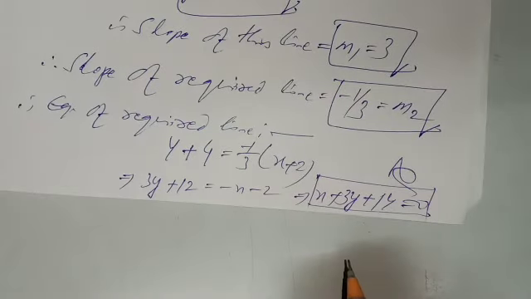x plus 3y plus 14 is equal to 0. This is the equation of the required line.